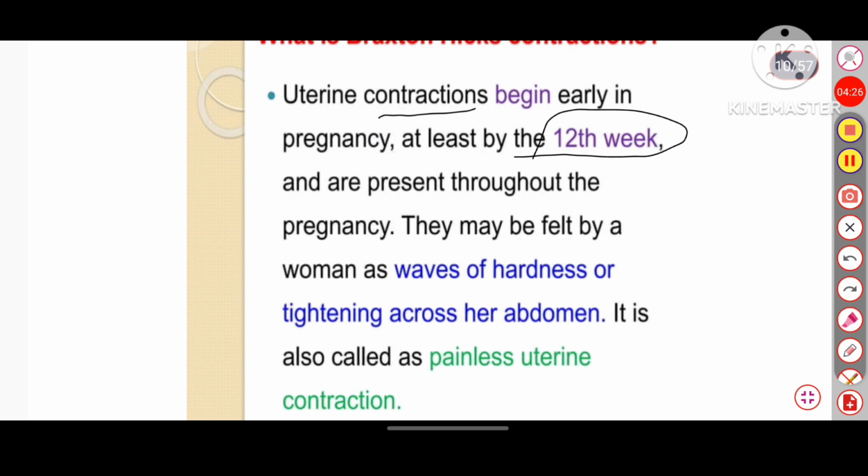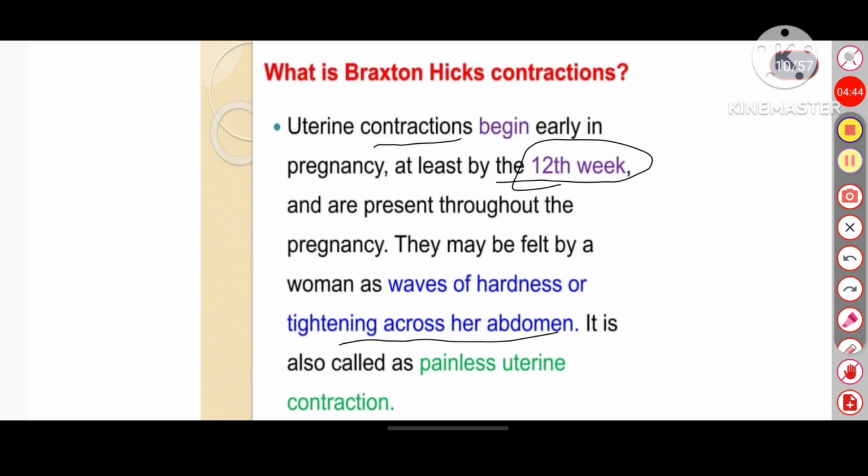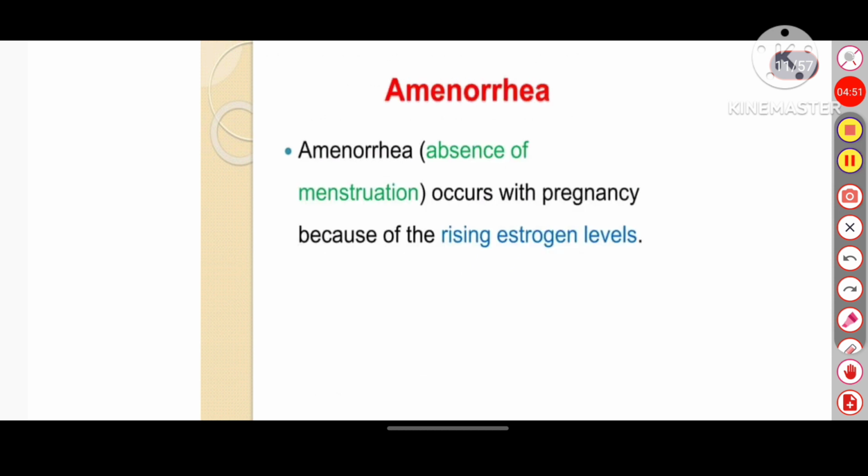Next, another important change that occurs in the uterus is the uterine contractions, which begin in the early stages, around the 12th week of pregnancy, mainly because of the tightening of the abdomen. These are usually painless uterine contractions, and these are called Braxton Hicks contractions. So these are called what? These are called Braxton Hicks contractions.